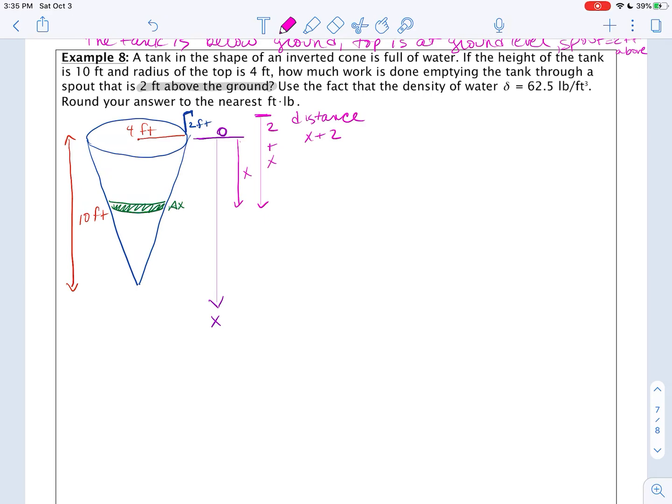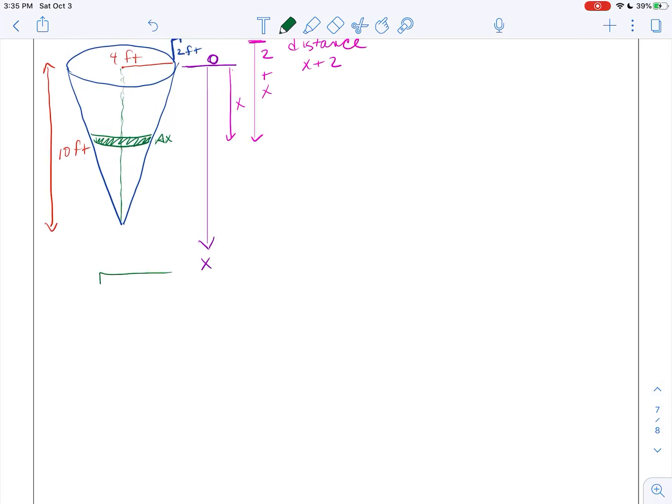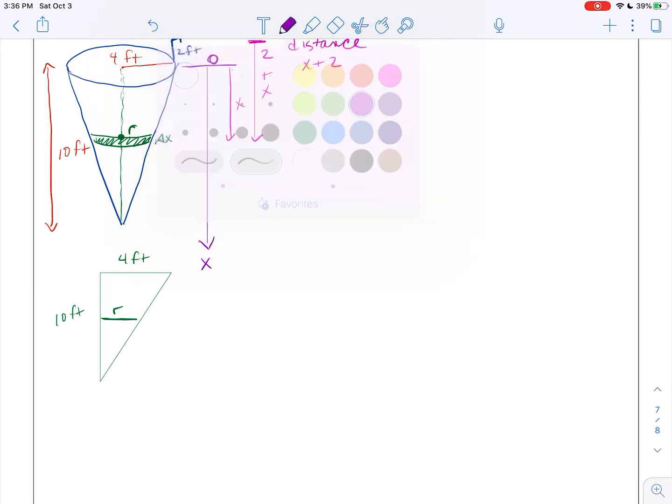So I want to point out that we do have a triangle here. If we just go from the center of the cone, we would have the shape of a triangle. And we know that this is 4 feet. We know that this is 10 feet. And when we go and draw our R, this is going to be the R, right? And why do we want to calculate the R of our disk? Because we're going to want to use the density of water.